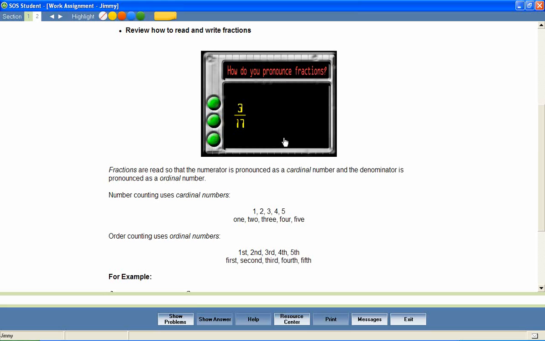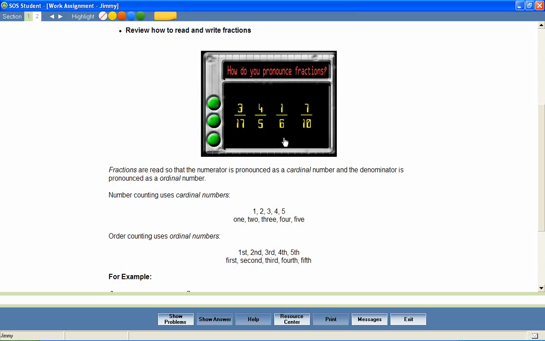3 over 17, 4 fives, 1 6, 7 over 10. How do you pronounce fractions?